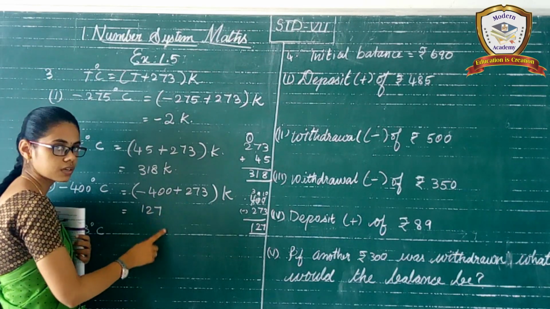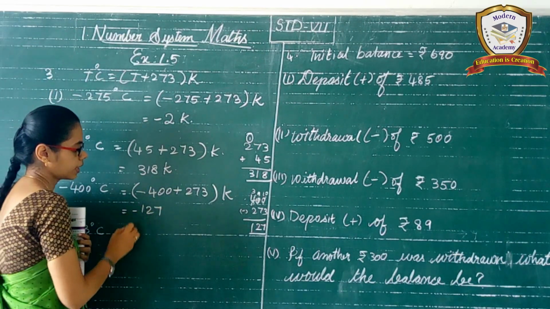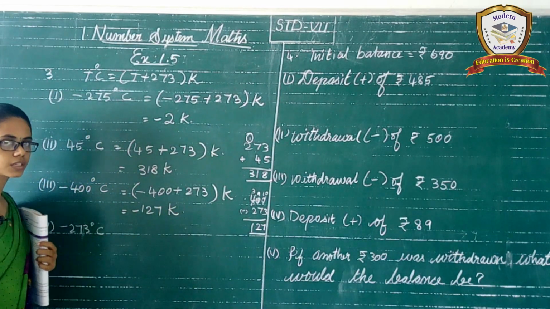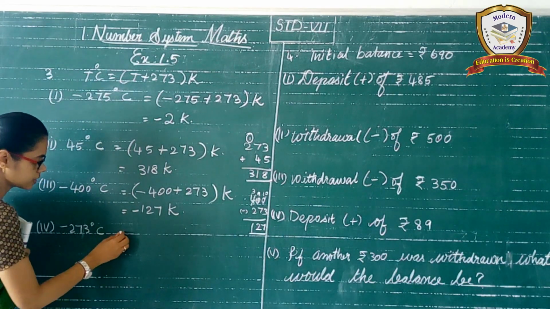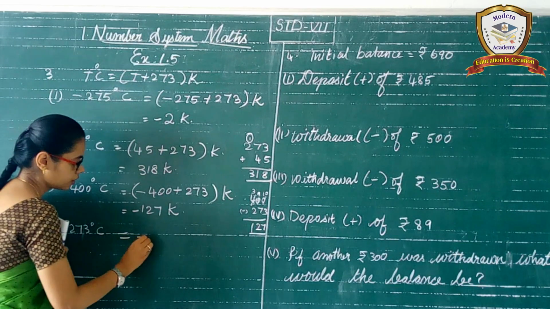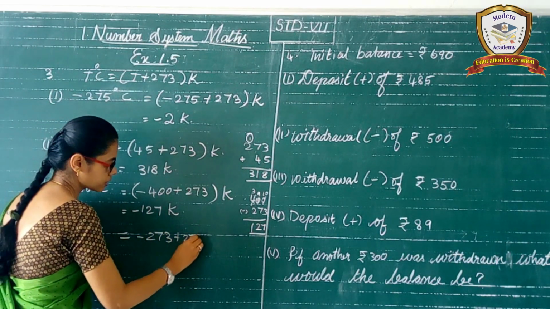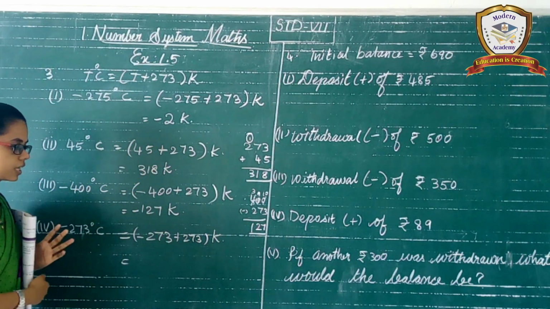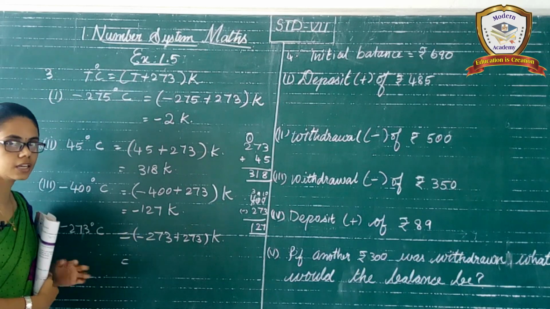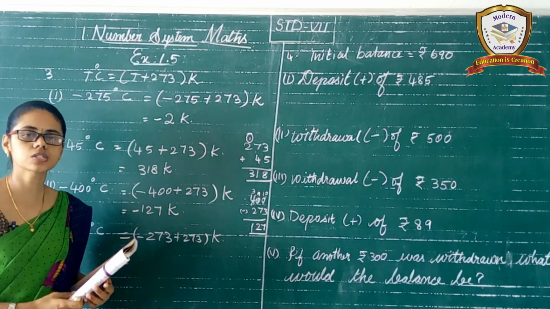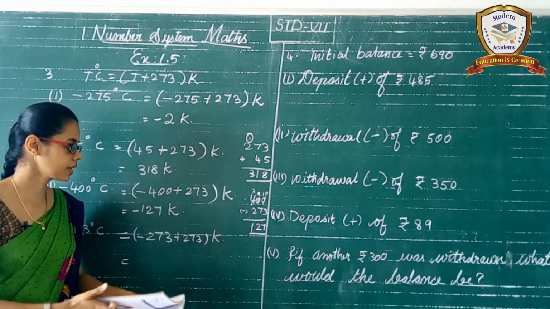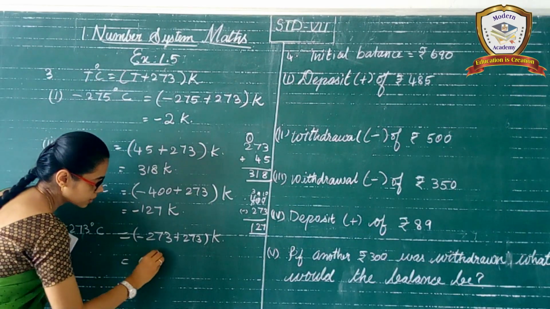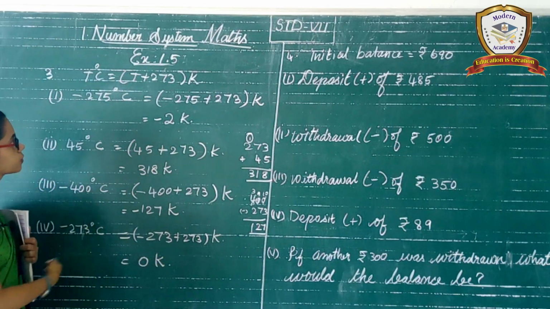And most importantly, the symbol. So which one is the biggest number? 400. The sign of 400 is minus. So you want to mention here minus in our answer. So we have to mention here Kelvin K. Clear? Next. So goes to the fourth sum. Same like that. Minus 273 plus 273 into K. Both are different sign but same number. So different sign means we need to subtract the number. So 273 minus 273. The answer is 0. So 0 Kelvin. Can you understand these 4 problems?